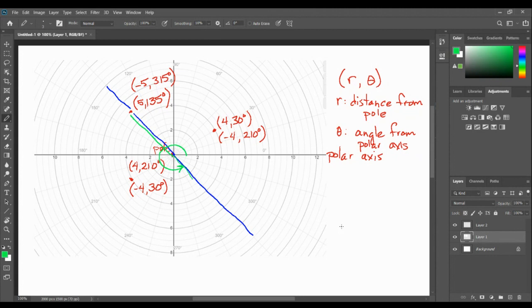So that's for plotting points. And Desmos does not allow plotting of points in the polar coordinate system right now. They're working on adding that, but they don't have that. And because of that, I went ahead and brought it into Photoshop so that we could plot those points in here and see what we were doing with that.